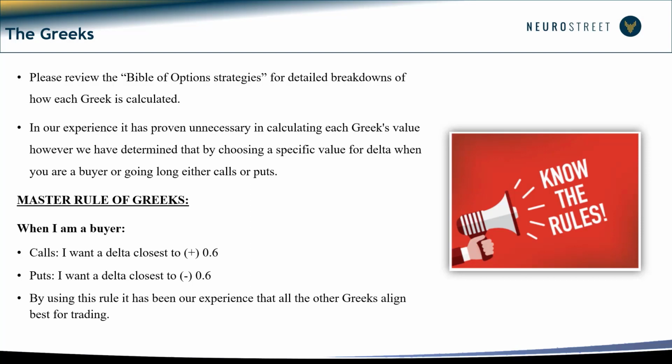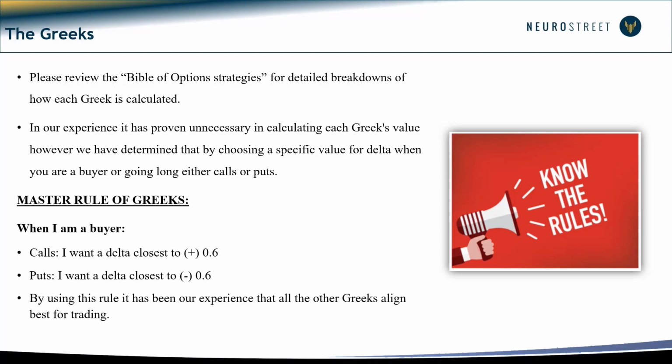In our experience, it has been proven unnecessary to calculate each Greek's value. However, we have determined that choosing a specific value for delta when you are buying or going long either calls or puts has a benefit. This is something I learned from my mentor, who was a market maker on the Chicago Board Options Exchange. It's a rule he gave me when I started learning options, and I'm going to pass it down to you. When we're a buyer of option calls and puts, we want deltas closest to 0.6.